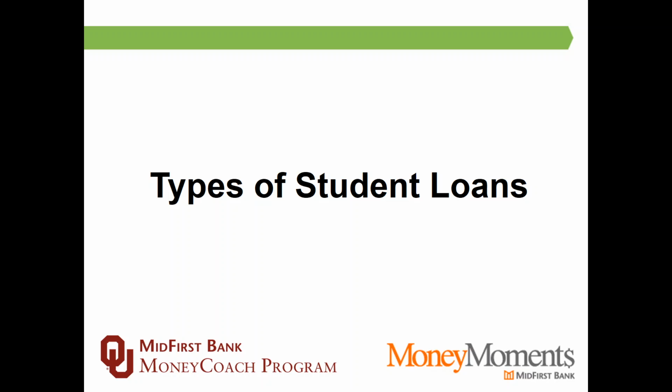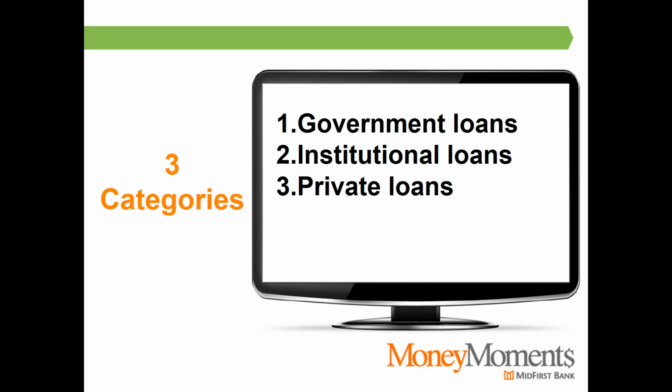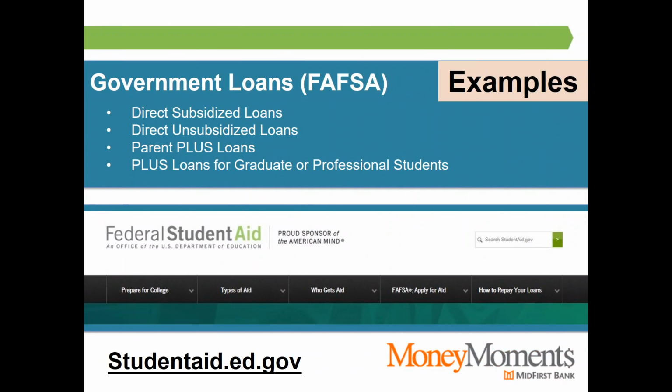In this video, I'm going to give an overview of the different loan options available to students. There are three main categories of loans: government loans, institutional loans, and private loans. The first option for student loans are from the federal government.